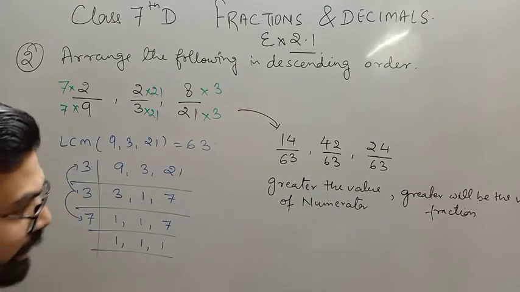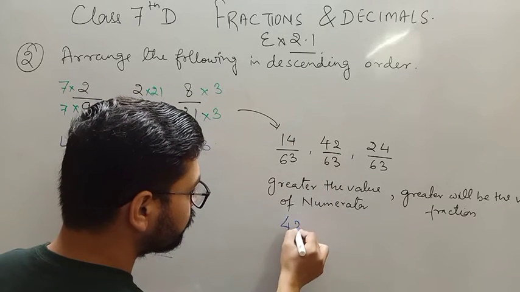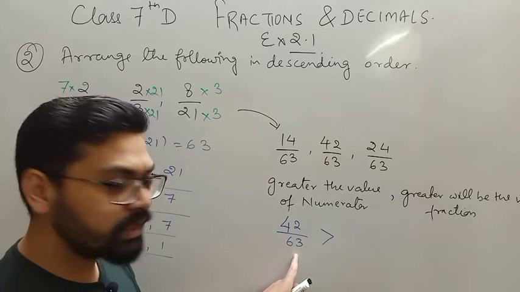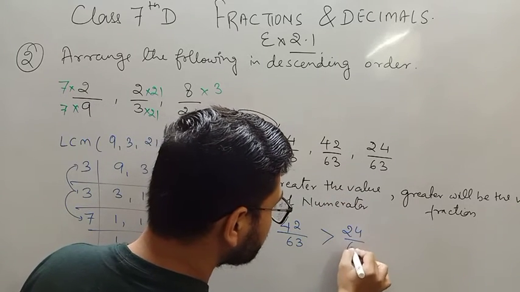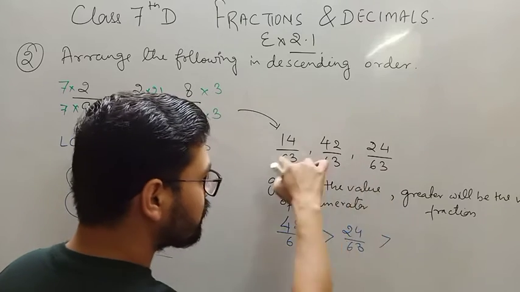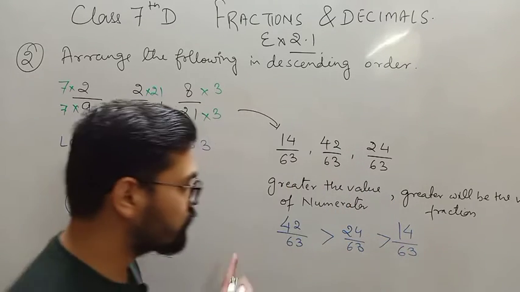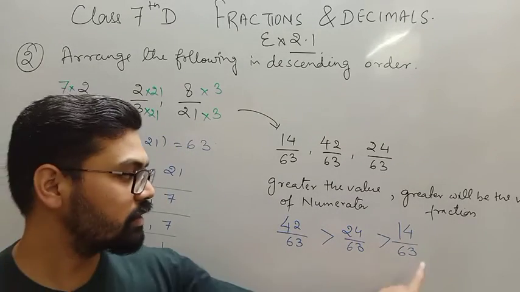So I can write 42 upon 63 is the greatest value. So 42 by 63 is greater than 24 by 63, and this is greater than 14 by 63. So I have arranged these fractions in the descending order. This is the largest value, this is the smallest value.